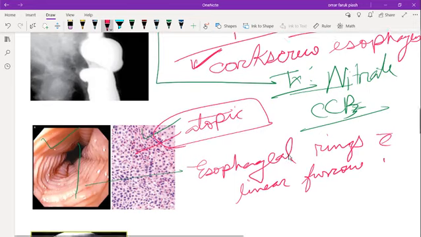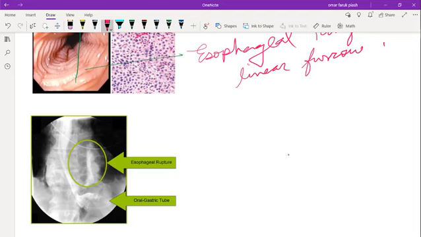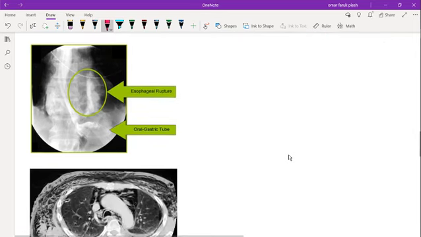This is the picture of esophageal rupture, esophageal perforation. It is most commonly due to esophageal instrumentation, and non-iatrogenic causes include spontaneous rupture, foreign body ingestion, trauma, and malignancy. And it may present with pneumomediastinum.